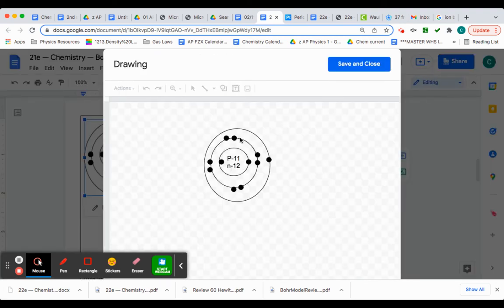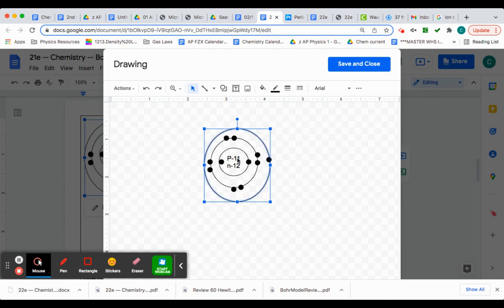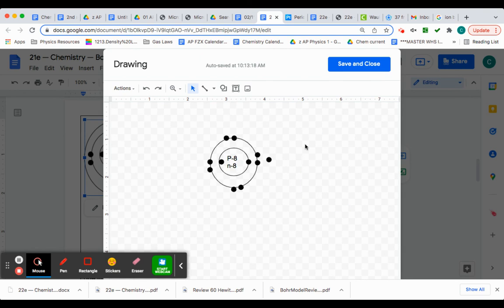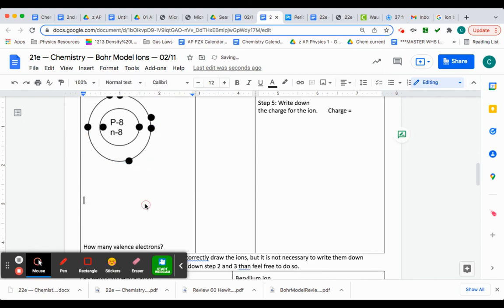So my protons are 8, my neutrons are 8. Therefore, my electrons will be 8. So I can delete another and delete another. So notice now I have 1, 2, 3, 4, 5, 6, 7, 8. Oxygen was in the second row, so there should only be 2 rings, and that is finished. That's how that one should look.